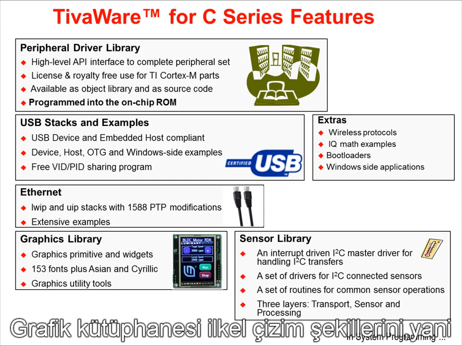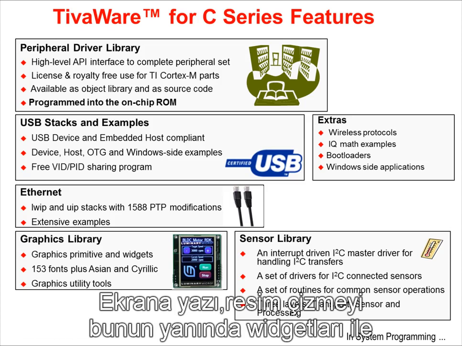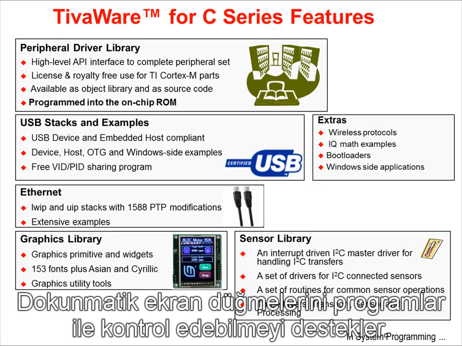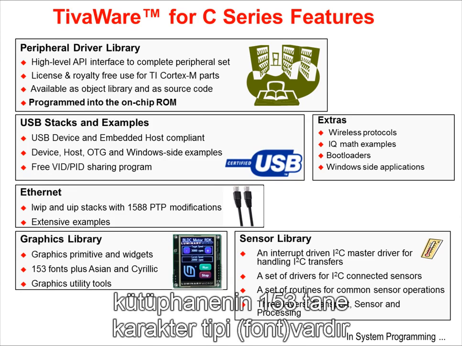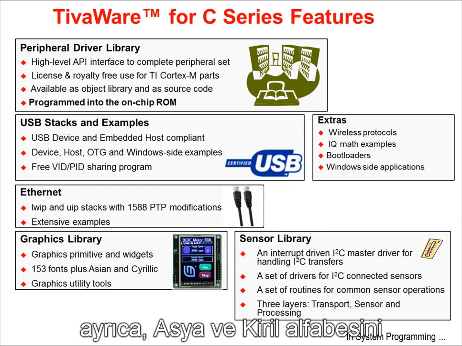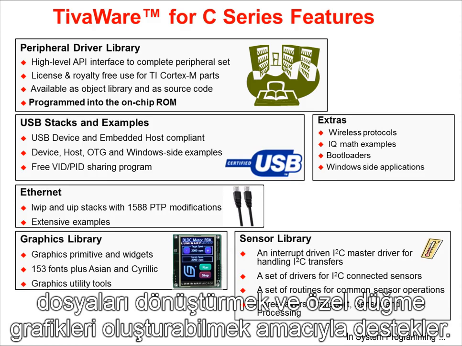The graphics library includes primitives for drawing shapes, text, and images on the screen and widgets to tie touchscreen buttons to in-program actions. The library has 153 fonts plus Asian and Cyrillic support. Also included are graphics utility tools for converting files and making customized button graphics.